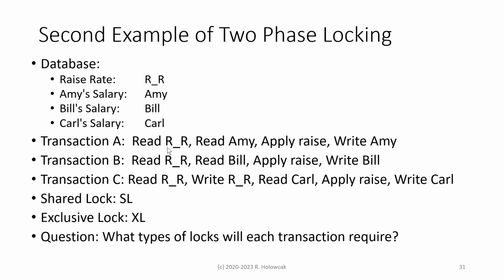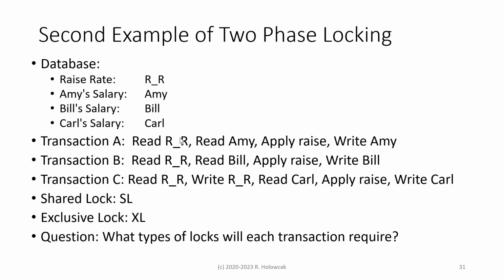Transaction A would like to read the raise rate, then read Amy's salary, apply the 5% raise, and then write Amy's new salary to the database. Transaction B would like to read the raise rate, read Bill's salary, apply the raise, and then write Bill's salary back to the database. Transaction C would like to read the raise rate and then write a new raise rate to the database. Then it will read Carl's salary, apply the raise, and then write Carl's salary to the database.